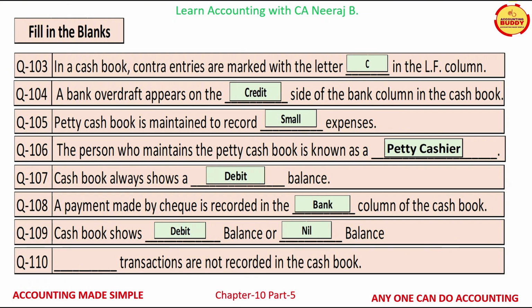Question number 110. Dash transactions are not recorded in the cash book and the correct word is credit transactions.